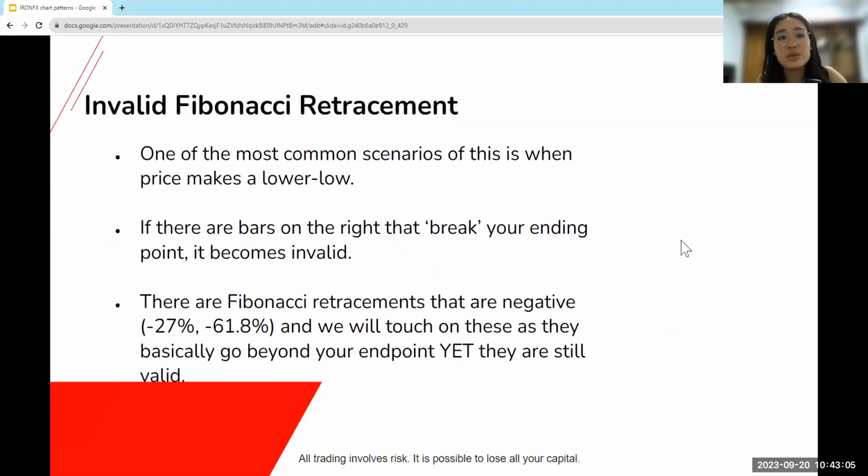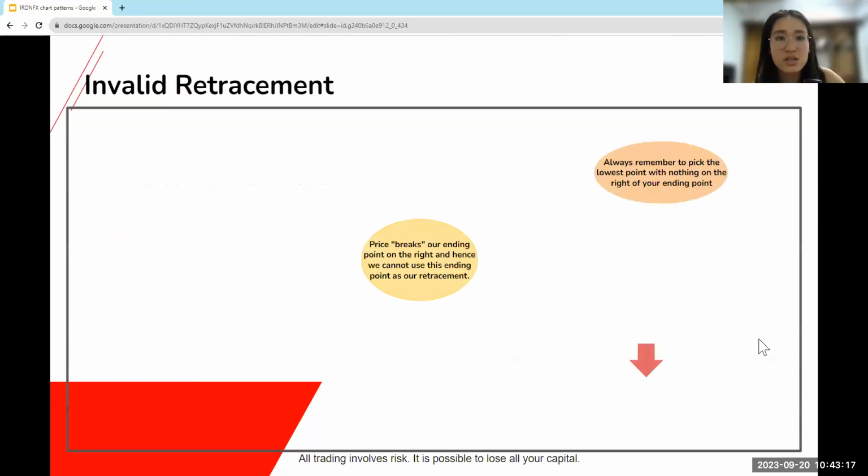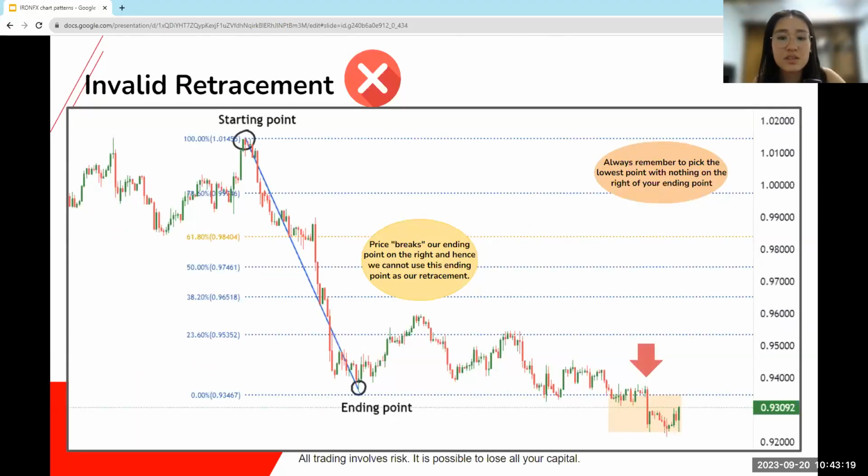So an invalid Fibonacci retracement occurs when price makes a lower low. Okay, so if there are bars on the right that break your ending point, it becomes invalid. So I'll show you guys what I mean. So this is what we mean. Bars on the right that break out of this lowest point. So because this is no longer the lowest point, it cannot be your ending point.